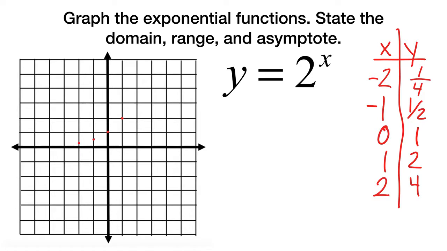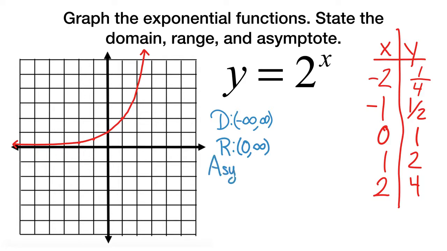Now that we have all those points, here we go. Our domain and range are obviously the parent versions. We've done nothing to move it up or down or left or right. So domain is negative infinity to infinity. Range is 0 to infinity. But our asymptote is going to be the line that it seems to be stopping at. Like I mentioned earlier, it appears that it's getting close to, but never quite touches, y equals 0.